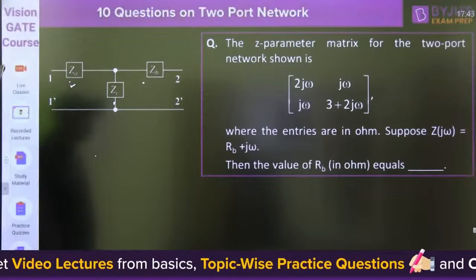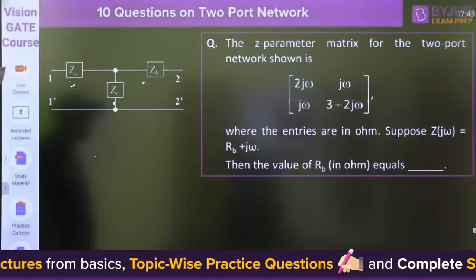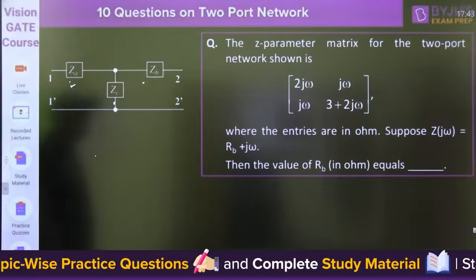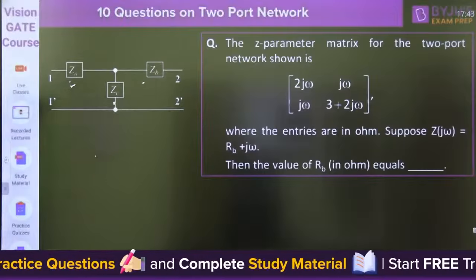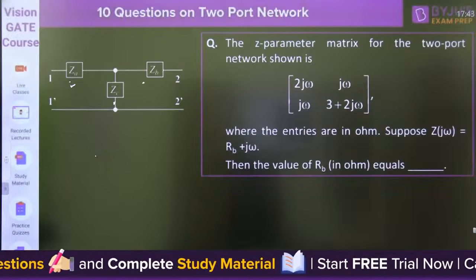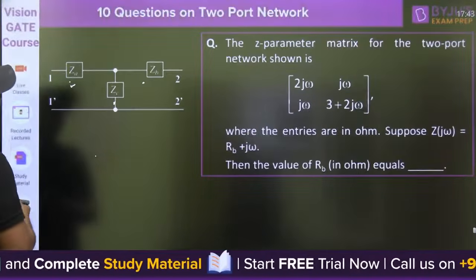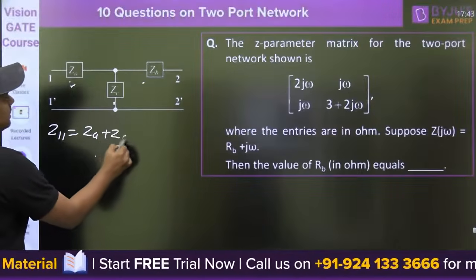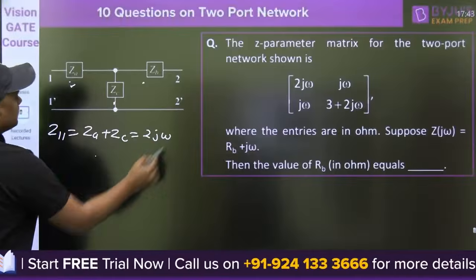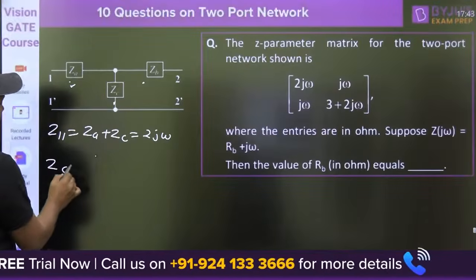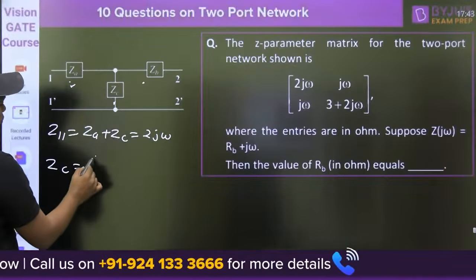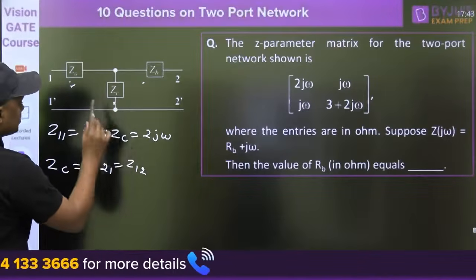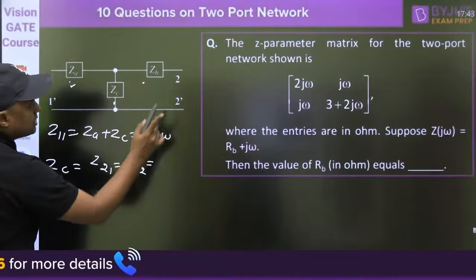Where the entries are in ohm, suppose the ZB(j omega) is RB plus j omega. It is talking about which Z? Okay, 1 minute. First of all, think about it. We have the idea that the Z parameters are: Z11, ZA plus ZC is equal to 2j omega. ZC plus ZB is Z22. Z21 is equal to Z12 is equal to ZC. And ZC is equal to j omega from that.